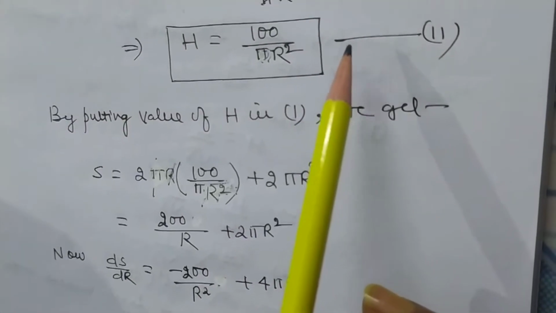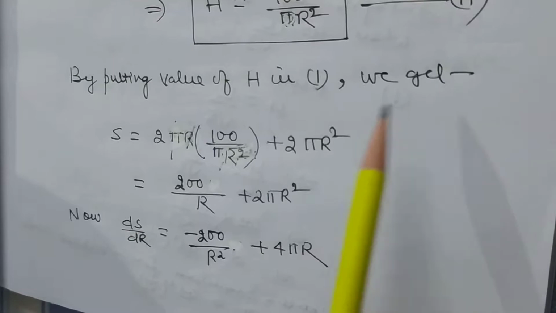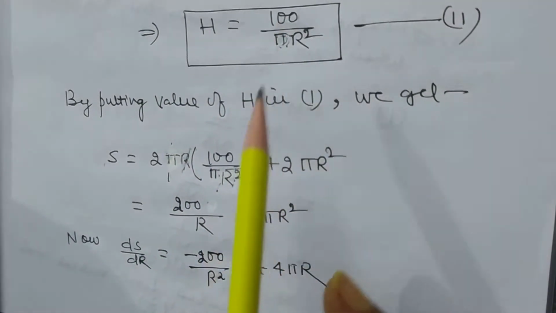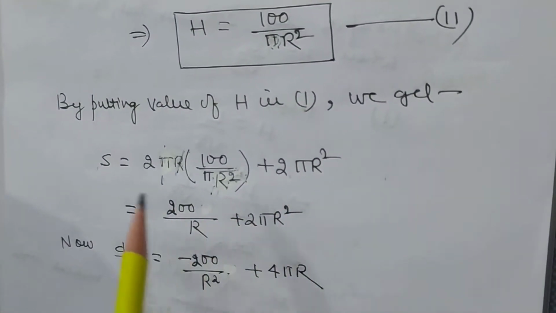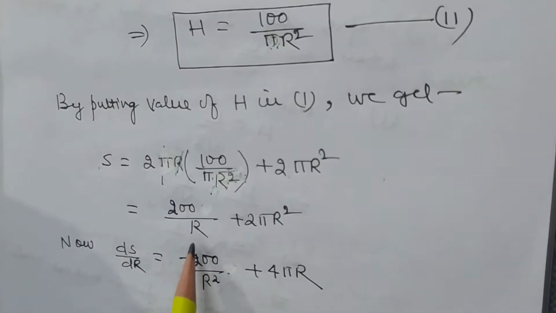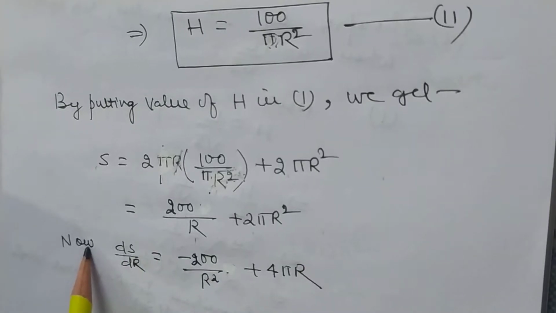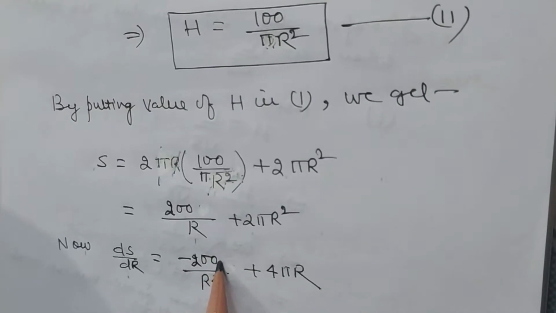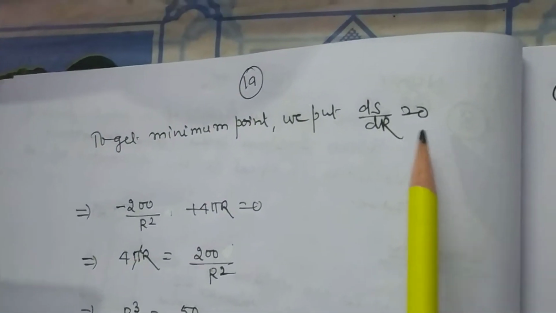Now by putting the value of h in equation first, we get S is equal to 2 pi R into 100 by pi R square plus 2 pi R square. Now S is equal to 200 by R plus 2 pi R square. Differentiating the surface area with respect to R, we have dS by dR is equal to minus 200 by R square plus 4 pi R. To get the minimum point, we put dS by dR equal to 0.